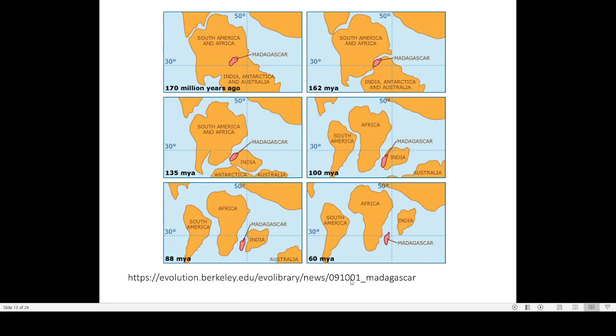From 16 million years ago, what we are seeing is like this. There is clear separation between South America, Africa, Madagascar and India. And as I told you, after 250 million years maybe all these continents will be united again.